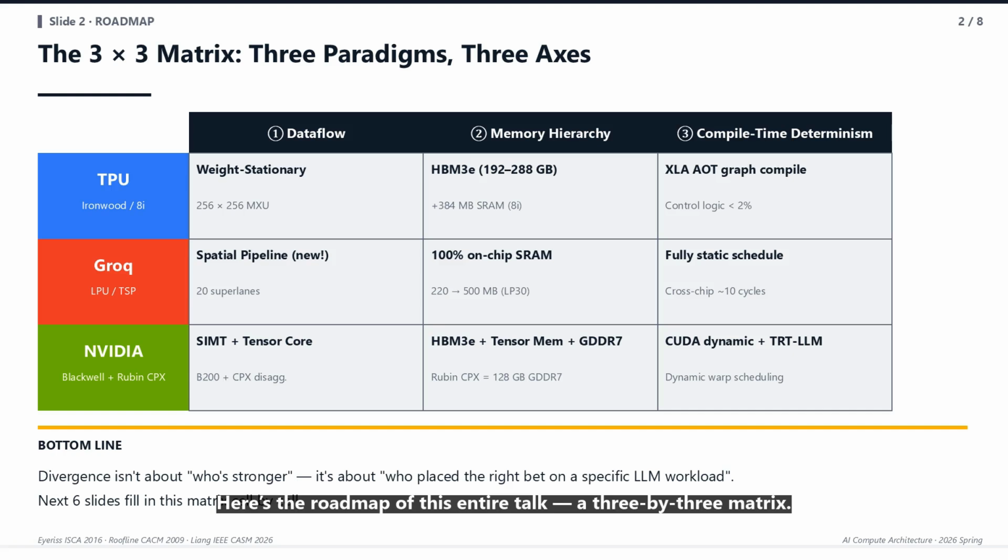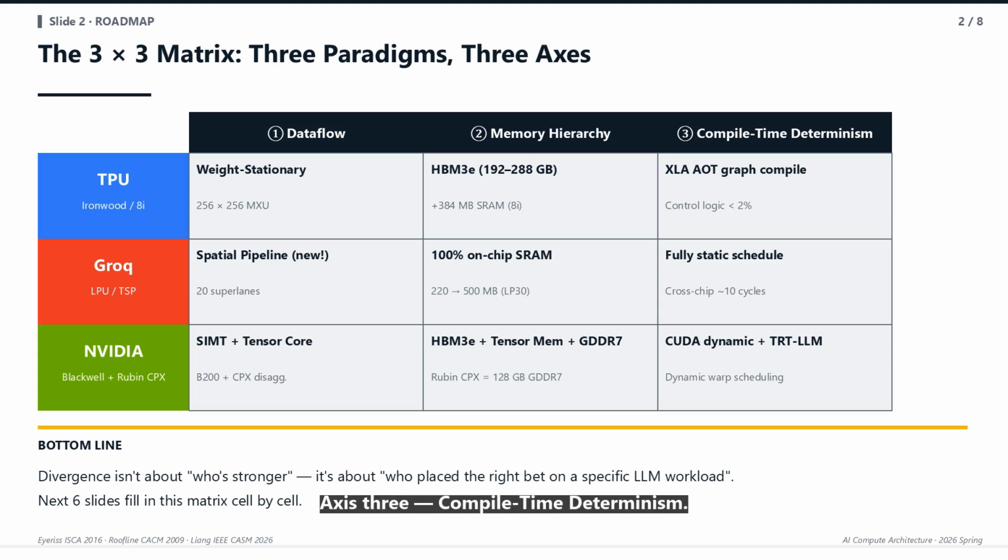Let's dive in. Here's the roadmap of this entire talk. A 3x3 matrix. Vertical axis, three paradigms. TPU goes fixed systolic array. Groq does software-defined tensor streaming. NVIDIA stays with the SIMT plus tensor core hybrid. Horizontal axis, three analytical axes. Axis 1, Dataflow Philosophy. Axis 2, memory hierarchy.